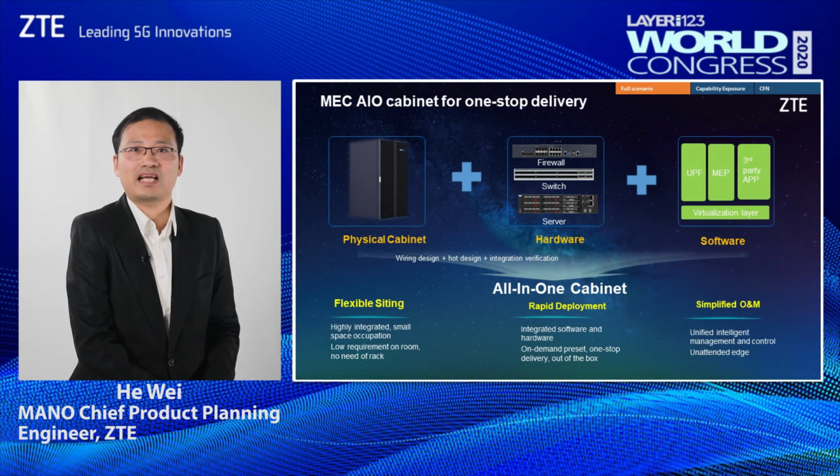The all-in-one cabinet has three capabilities. Flexible siting location: highly integrated and small space occupation, low requirements on room, no need for rack. Rapid deployment: all hardware and software could be deployed according to the demand using automated deployment tool. Simplified O&M: it uses intelligent mechanisms to decrease the complexity of O&M, to save the investment of O&M. Finally, edge node could realize the unattended O&M mode.